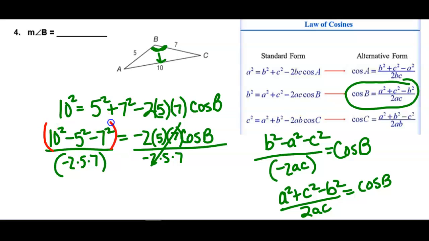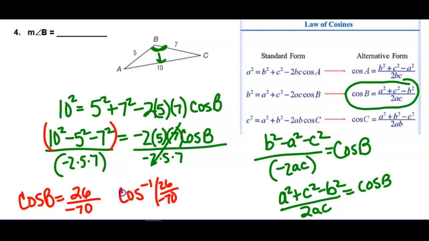So I'm going to type the top in, 10 squared minus 5 squared minus 7 squared, and get 26. Type the bottom in and I get negative 70, and this is the cosine of B. So if I do inverse cosine of 26 over negative 70, or whatever decimal that gives me, because it was negative, it's going to turn out to be an obtuse angle. I got 111.8 degrees, and I'm going to check my notes. That's what I got. Okay.